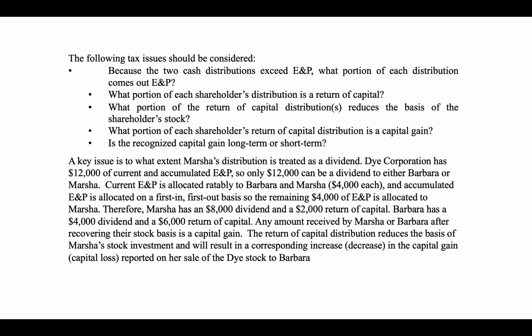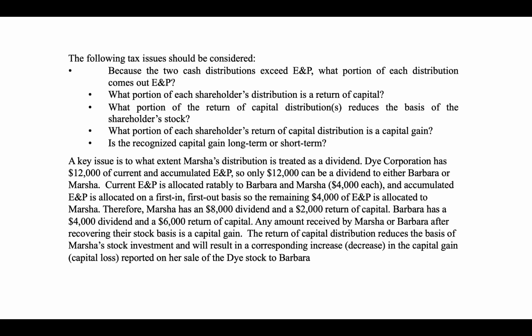So in this problem, a key issue is to what extent Marcia's distribution is treated as a dividend. Dye Corporation has $12,000 of current and accumulated earnings and profits, so only $12,000 can be a dividend to Barbara or Marcia. Our rules say current earnings and profits is allocated proportionally based on the amount of distribution to Barbara and Marcia, so $4,000 each. And accumulated earnings and profits is allocated chronologically, on a first in, first out basis. So the remaining $4,000 of E&P is allocated to Marcia.